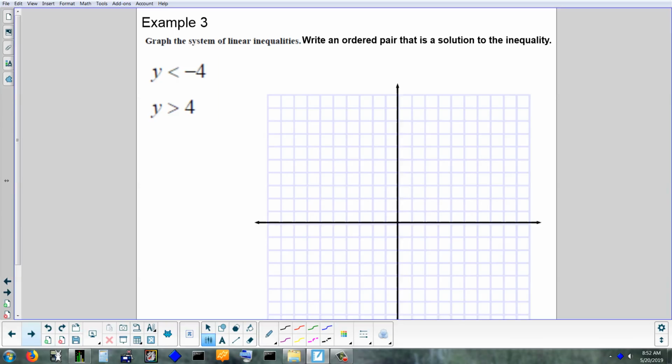Start with the first one. Y is less than -4. That's a horizontal line where? -4. What kind of line? And I'm going to ask why. Right, there's no line underneath. Okay? There's no line underneath, make it dotted. And where am I putting it? -4. I'm just going to draw it by hand. And I'll just make it dotted after like that.